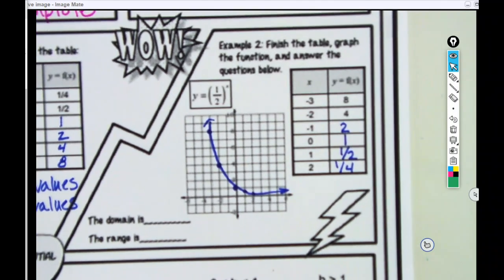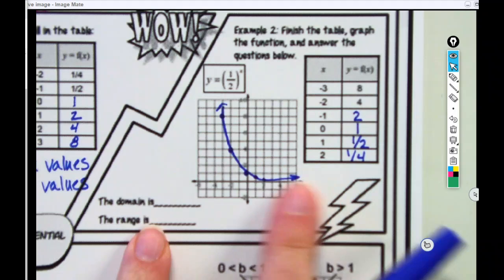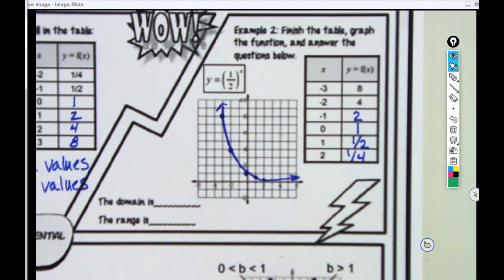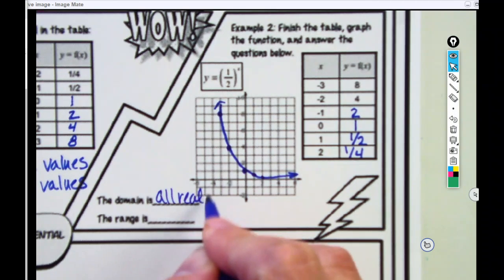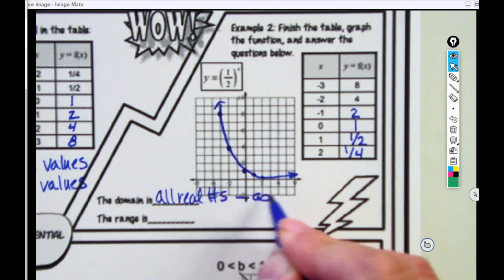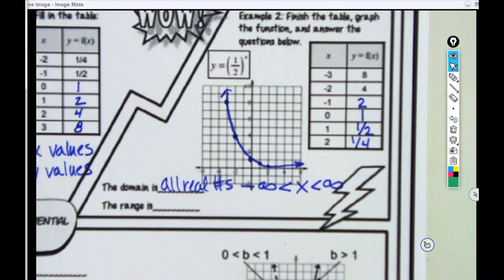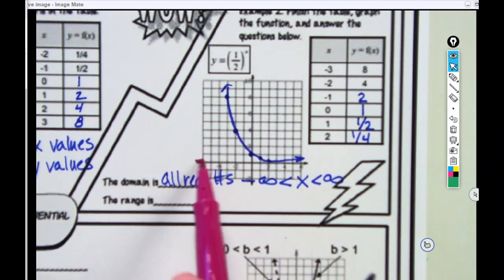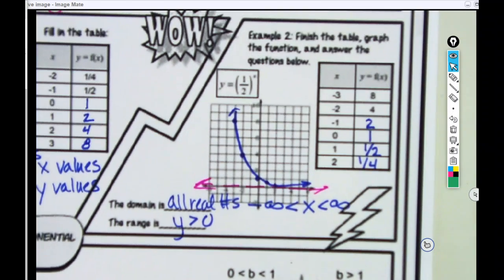All right. We took a long time talking about our domain and range on the last one, but that means this one's going to be a little bit quicker for us. What is the domain? All my x values. All real numbers, we can say x is in between negative infinity and positive infinity. Where's my asymptote on this one? Again, it's a 0. So what's my range? Y is greater than 0. It's always going to be greater than that asymptote.